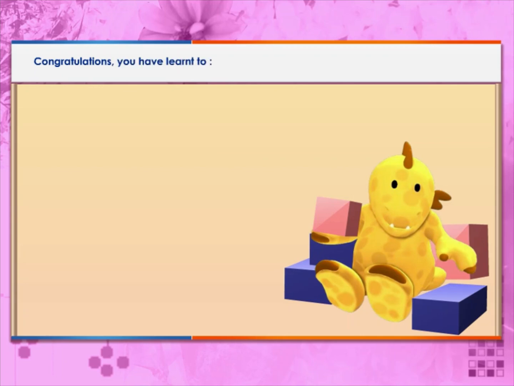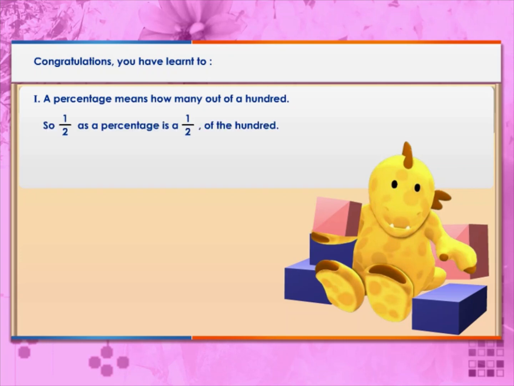Summary. Congratulations! You have learned to change a fraction to percentage. You start off with a fraction and you have to write it in percentage. A percentage means how many out of 100. So half as a percentage is half of 100. Half of 100 is 50. And remember to add the percent sign.